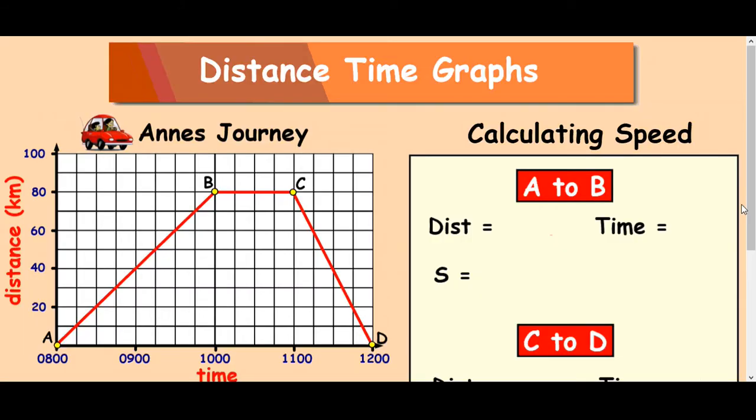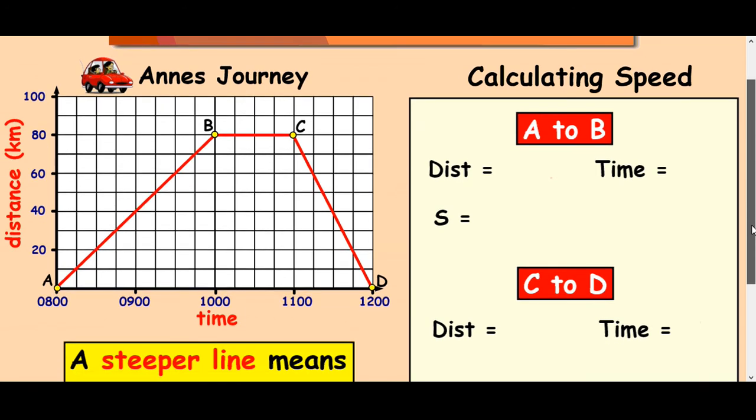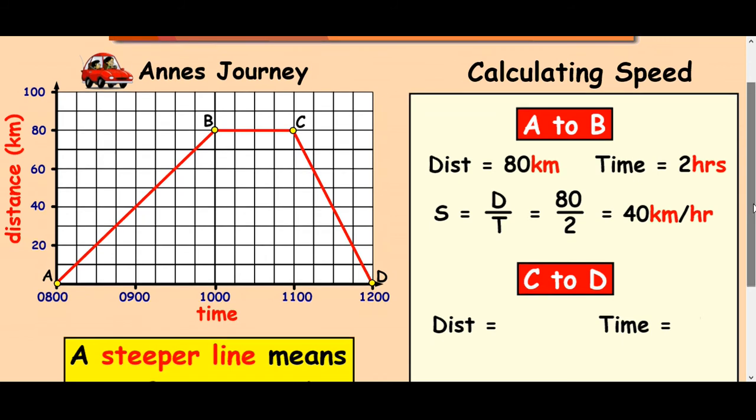Right. Okay, so let's look at the kind of things that are going to appear in your exercise. If you look at this journey here, we've got to calculate speeds on the journey. So calculate the speed from A to B. If you look from A to B, the distance is 80 kilometers, so you could write that down. And the time it took from 8 to 10, that's 2 hours. So to work out the speed for this particular part, just do distance over time, so that'd be 80 over 2, 40 kilometers per hour.